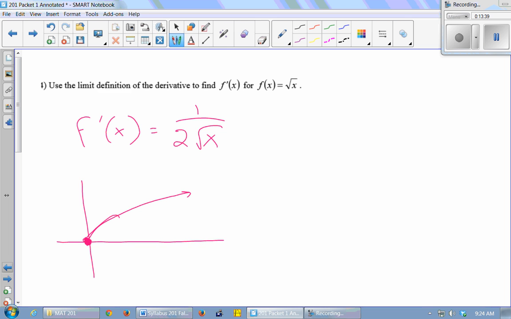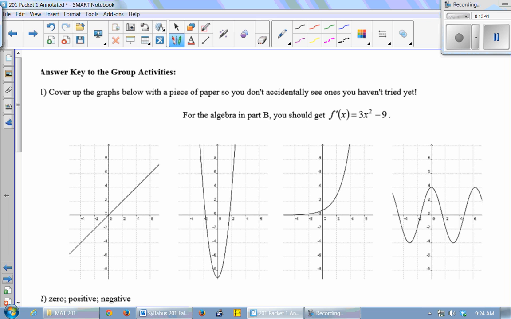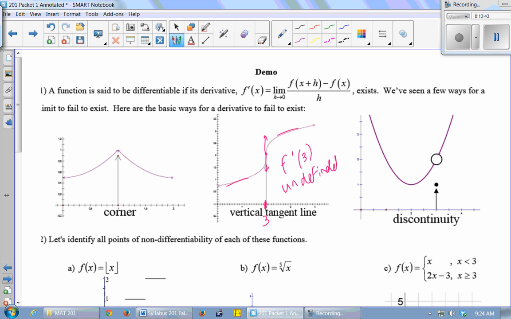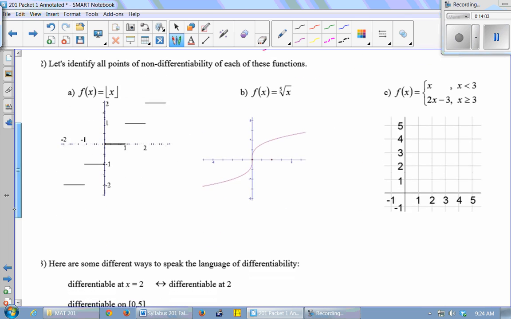So something similar would happen if I had a formula for f prime of x for this curve with the vertical tangent line. There would be some reason you couldn't plug x into it. You'd get a 0 in a denominator or something. X minus 3 or something would be in the denominator. So, points of non-differentiability for each of these functions.